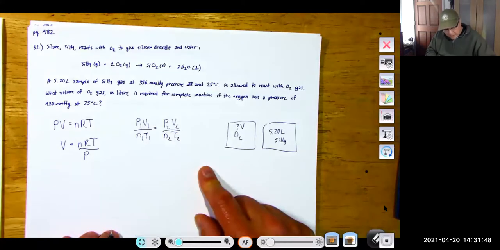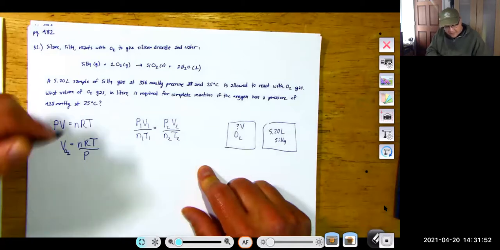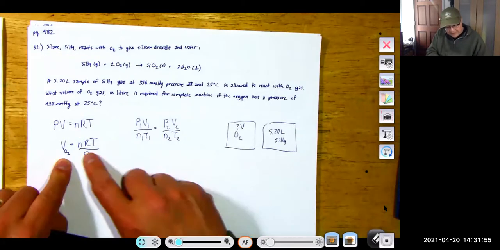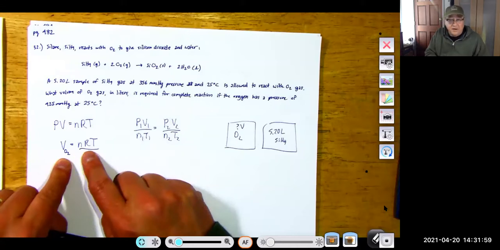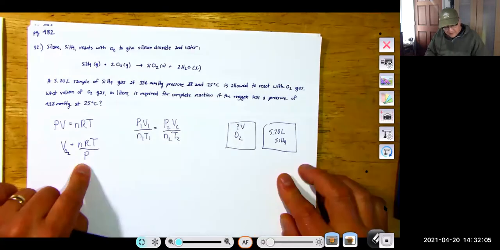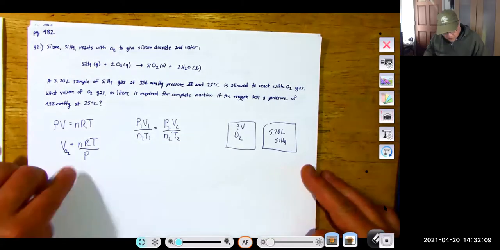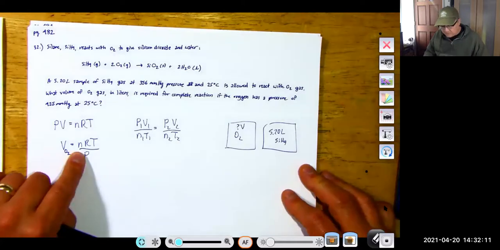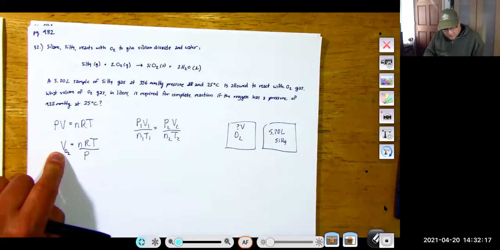So I'm going to put O2 here just to remind me that I'm going to get the volume of O2 gas. So I need the moles of O2 gas. I need R, which I can get anytime I want. I need the temp, which they give me right here, and I need the pressure. But how am I going to get the moles of O2 gas when I don't know the volume? I want the volume, but I don't know how many moles.